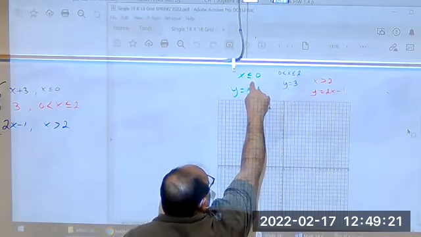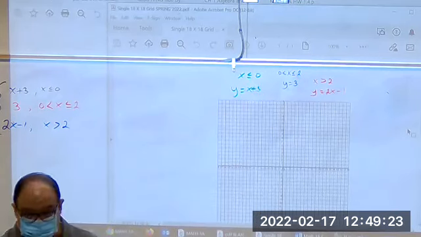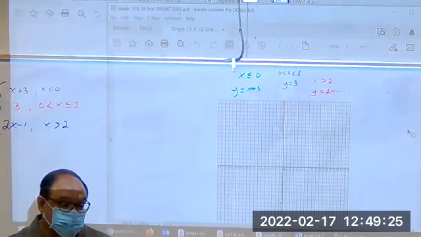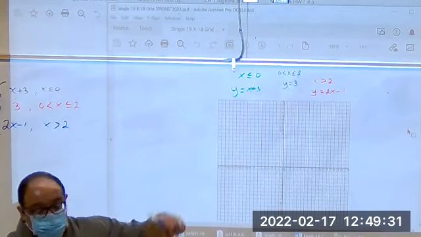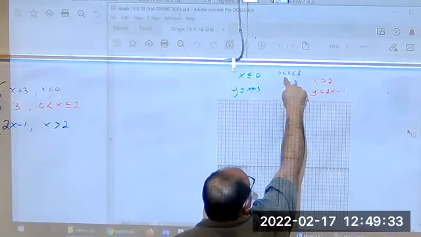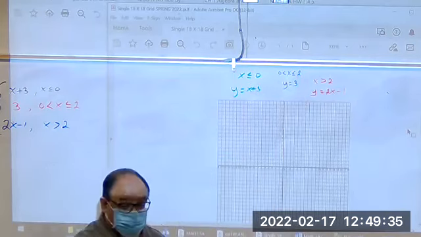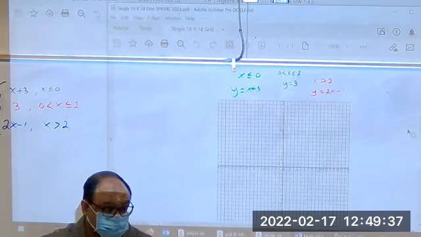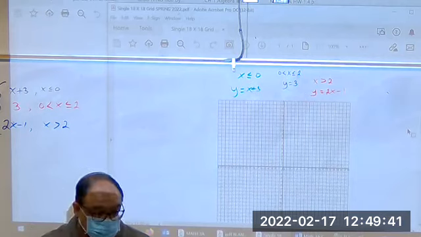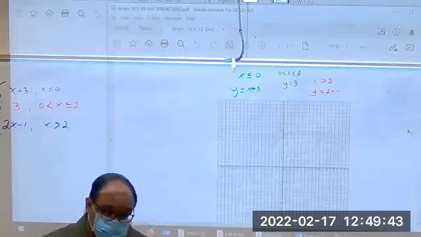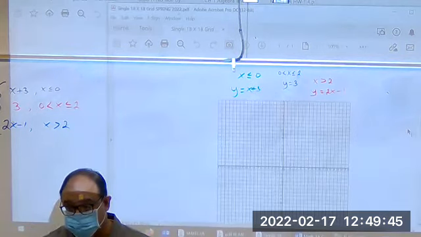If you have an equals, you own the fence. That means when I plot your graph, you're going to have a solid point at that number. If you don't have an equals on the number, then you don't own the fence, so you're going to have an open circle when you plot that number. No equals, open circle. If you have an equals, closed circle.